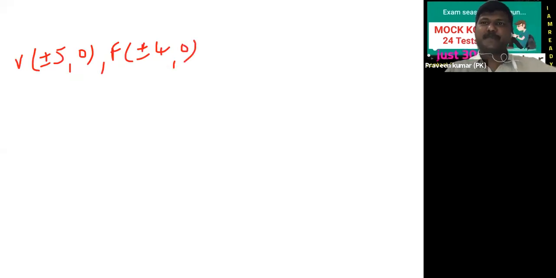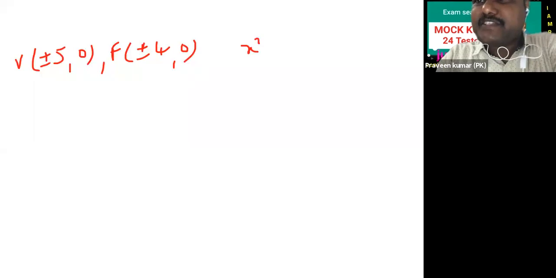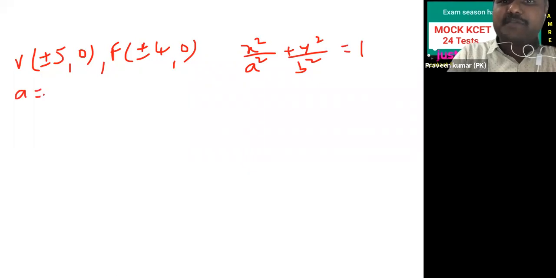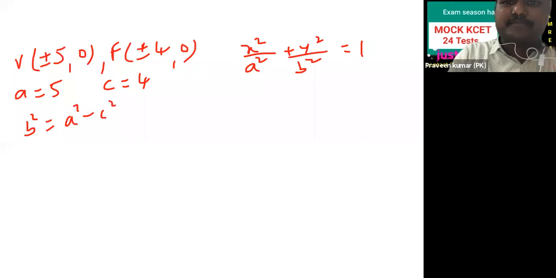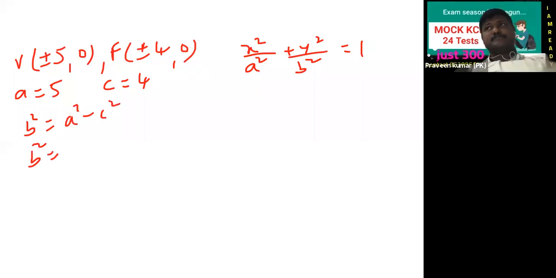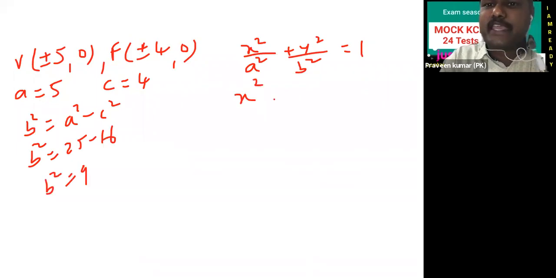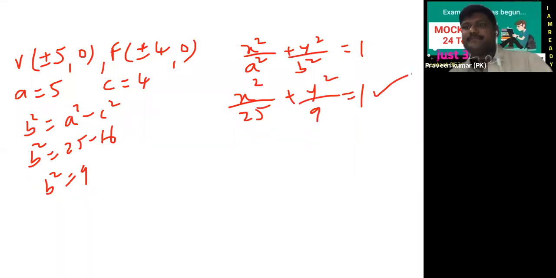Whenever they give plus or minus, immediately you can write the equation in the form of x square by a square plus y square by b square is 1. What is given? A is given: vertex means a is 5. C is given as 4. B square equals a square minus c square. So 25 minus 16, b square is 9. Then the answer is x square by 25 plus y square by 9 is equal to 1. Understand? Understood everyone?